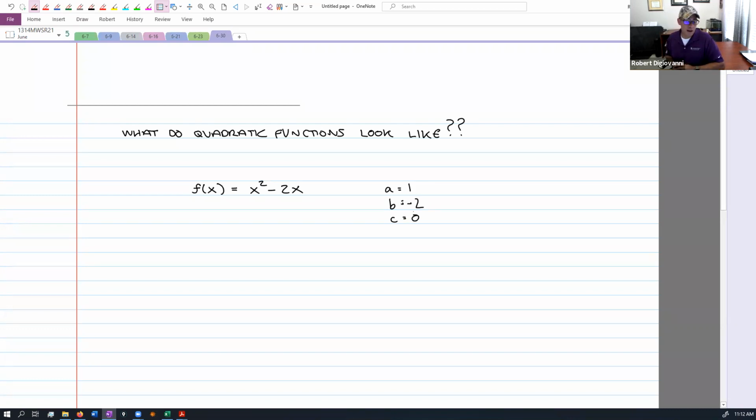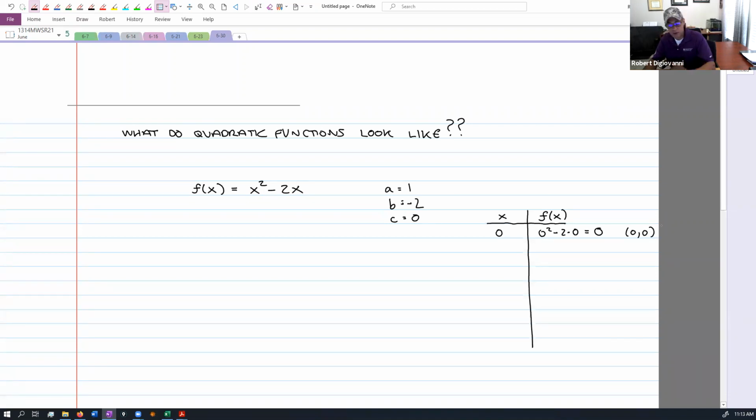If we were to try and graph this, one thing we could do is go back to old school, and we could do this thing called a t-table, and we could plug in values for x and see what happens when we plug them in, and then try and sketch it. So let's plug in some values. How about if I plug in 0? What do I get if I plug 0 into this function? If you replace all your x's with zeros, you get 0 squared minus 2 times 0. That should give you 0, right? So 0 goes in, 0 comes out. So we can look at that as a point, 0, 0.